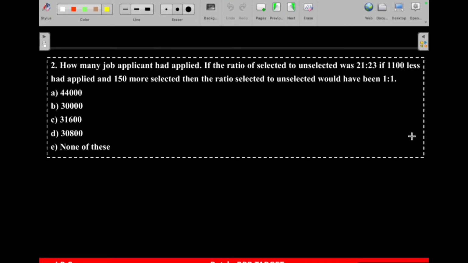You will understand this. Write this down. Think about this question and guess the answer first. First read the question. See, this is the actual question; in the previous question they may confuse you. Now read. How many job applicants had applied? I need to find out. If selected to unselected is 21 to 23, 21 is selected, 23 is unselected. Which means how many applied?